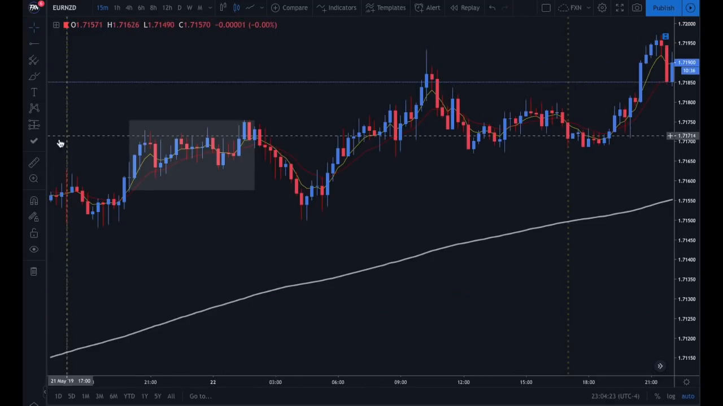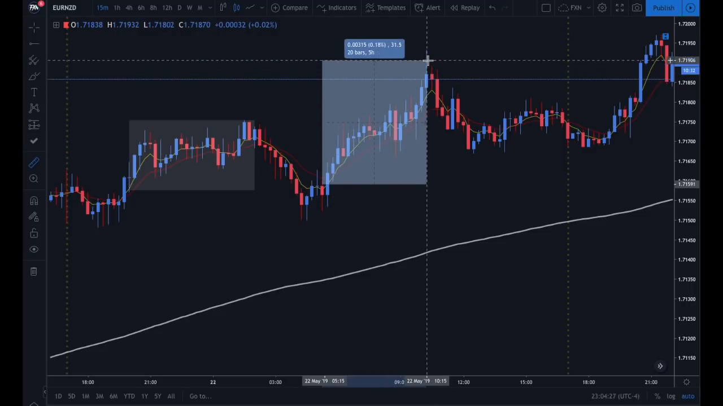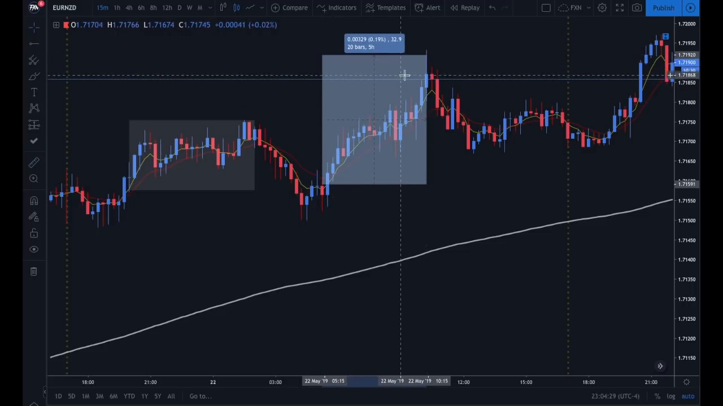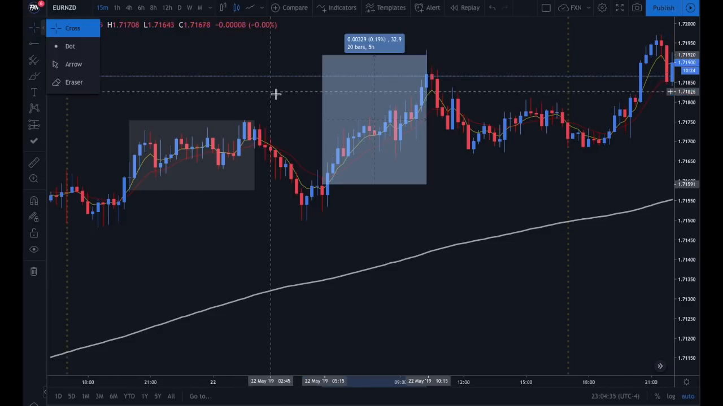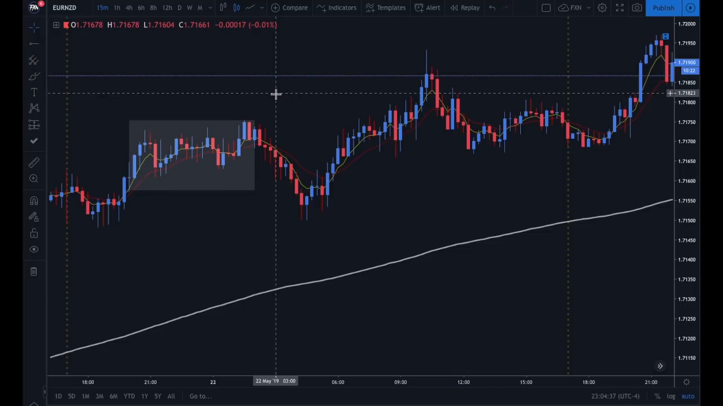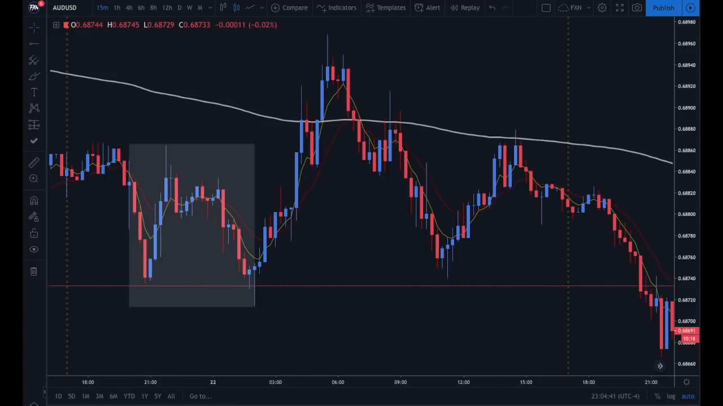All right, so this type of setup here, guys, I mean, these are clear as day setups. There's another 32 pips right there. So very nice setups that you could have taken on a lot of these euro pairs. Let's move on to AUDUSD.